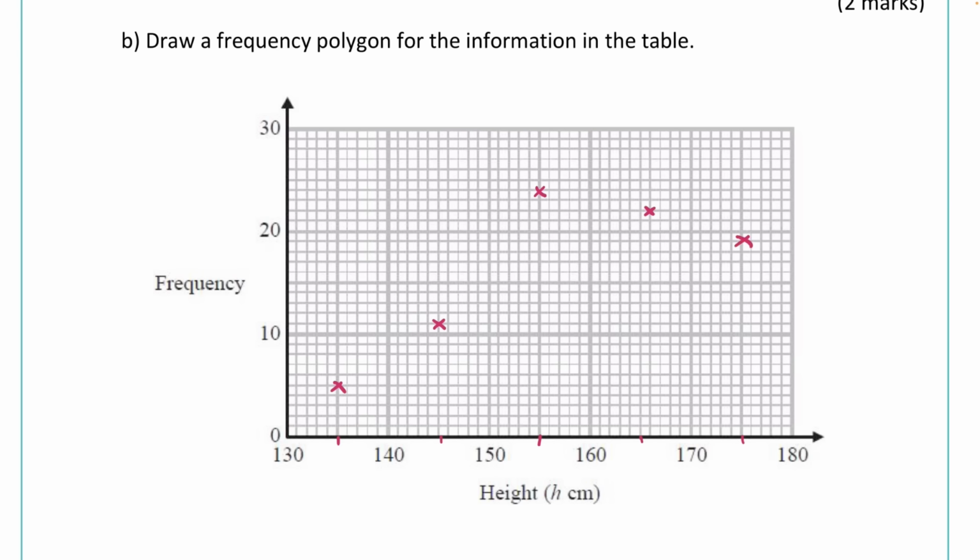Now with a frequency polygon, we join them up with straight lines, dot to dot, just from the left, going to the right, joining them up, and then just stop there. Don't join them together, anything like that. We just have to join the very first one to the very last one, dot to dot, with nice straight lines. And there we go. There is a frequency polygon.